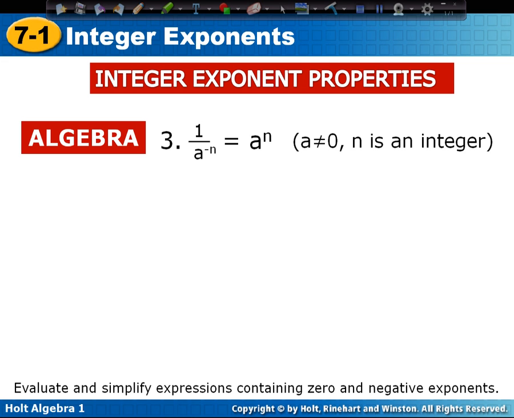Our third exponent property says that 1 over a to the negative n power is equal to a to the n power. And again, exponents do not like to be negative. So here the negative n is unhappy on the bottom, so we're going to flip it to the top so that the n exponent can be a positive happy exponent.